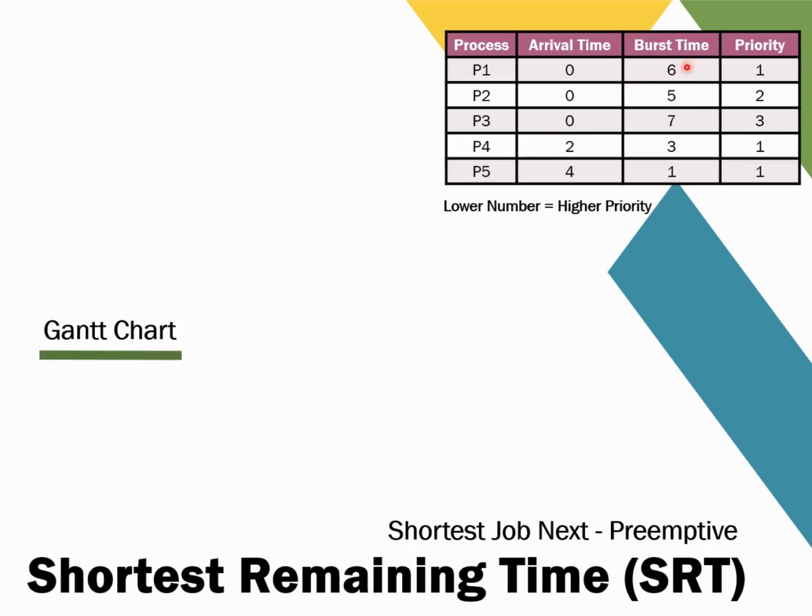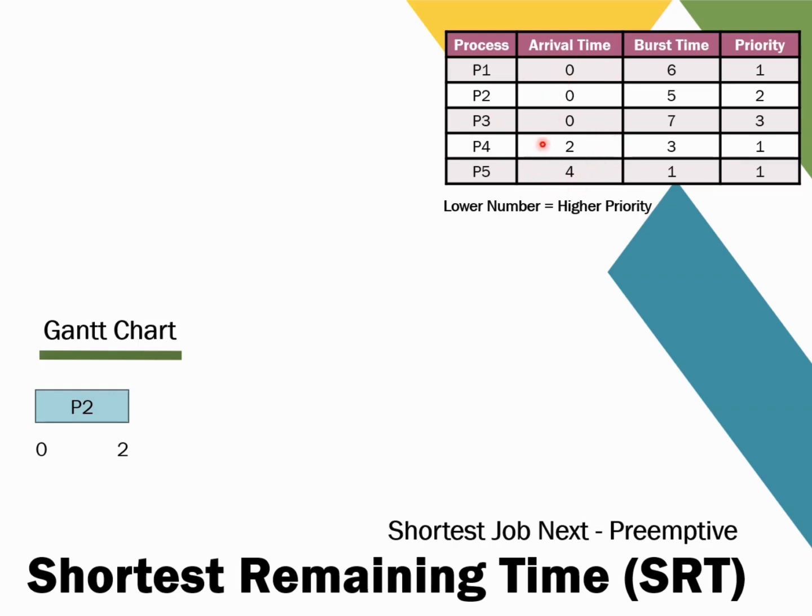With 6, 5, and 7 burst time, not even considering what priority they have, between them we choose the shortest one. So between them the shortest one is 5. So we allocate the CPU to P2 because its burst time is less. We allocate the CPU from 0 to 2. Why? Because until 2 no other process came.